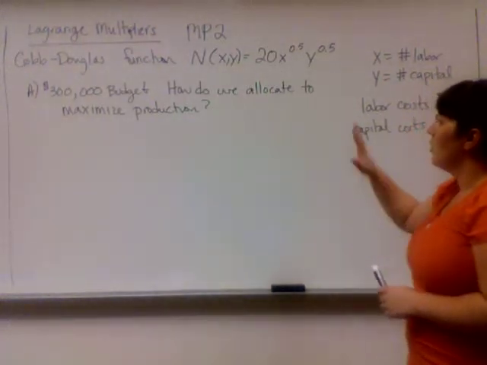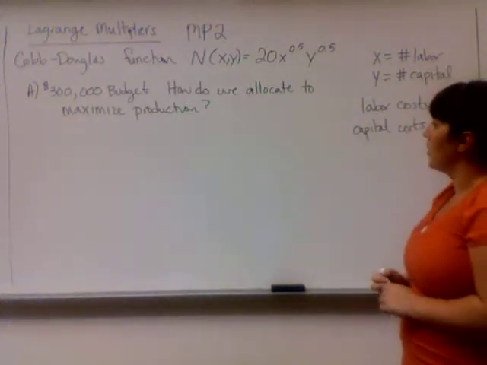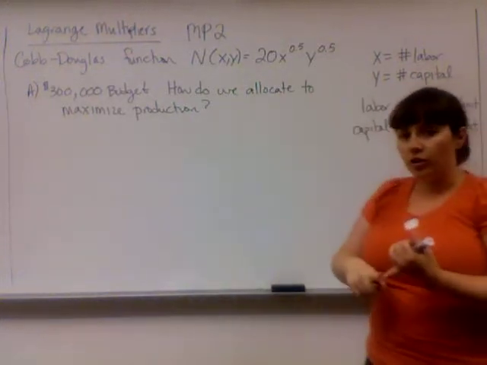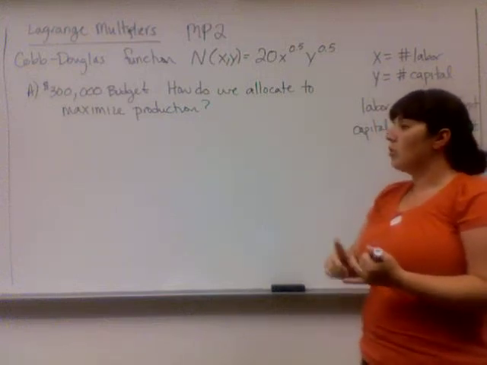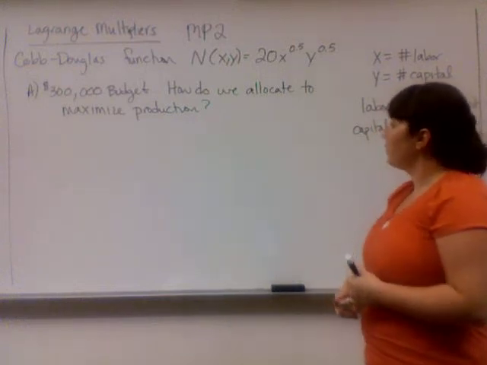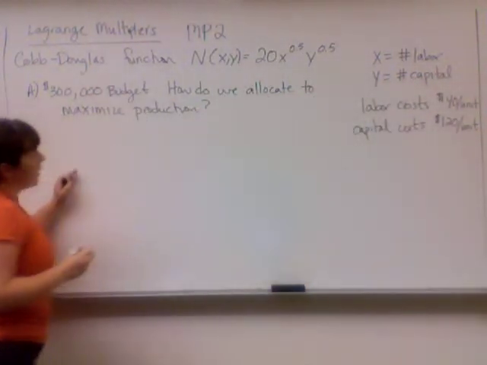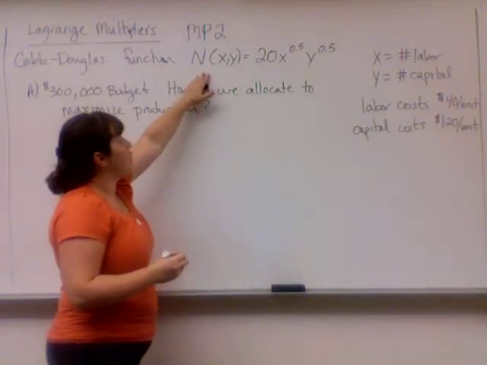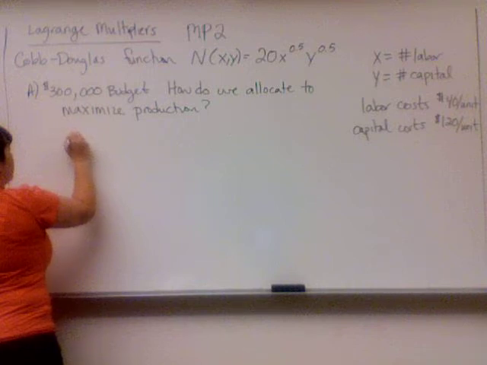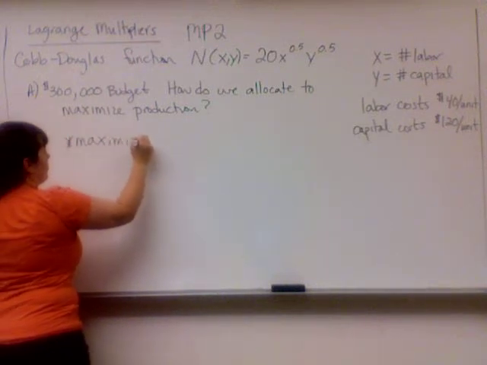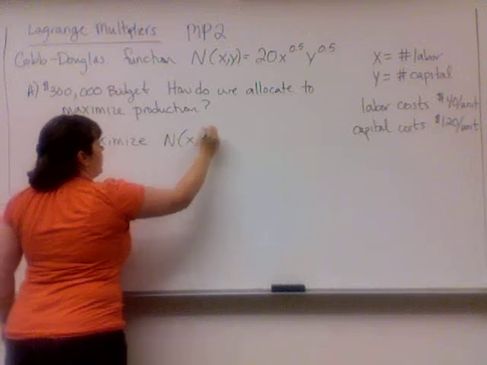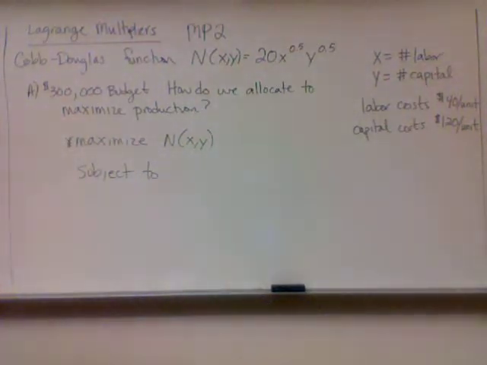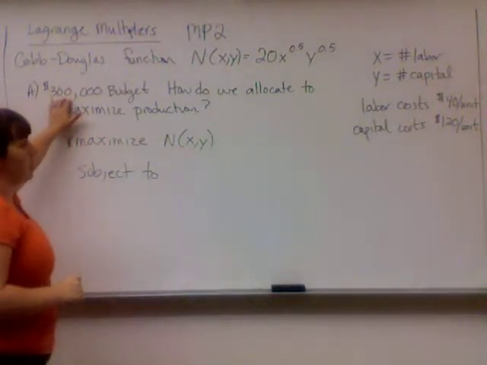We just have to set up the parts for the Lagrange technique. Remember that the first step for Lagrange multipliers is always to declare what is the function you want to maximize or minimize, and then also make sure you identify your constraint functions. So step 1, we can identify the function we want to maximize. Well, that's this function N, because we want to maximize production. So we want to maximize N of x, y, and we want to do that subject to what? Well, the restriction here is on the budget. The budget is $300,000.